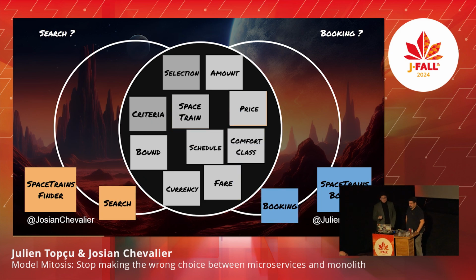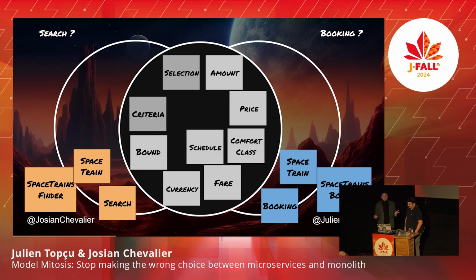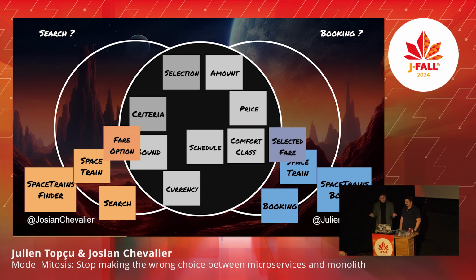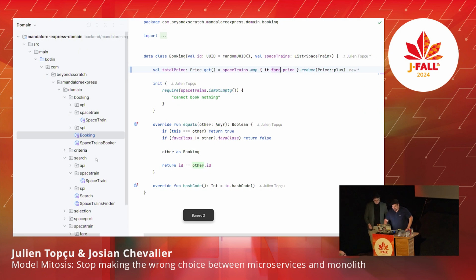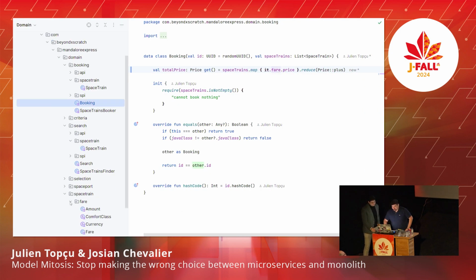And each of them is using space train in a different way, because for the search, a space train has multiple fare options, while for the booking, it has a single fare that was already selected. So we duplicate and specialize the space train in each domain. Saying it like this makes me realize, actually, the model tension is truly on the fare, because on one side we have a fare option, and on the other side we have a selected fare. So let's duplicate and rename it to show that. Okay, why not? So here, the fare is there, in the spaghetti monolith.